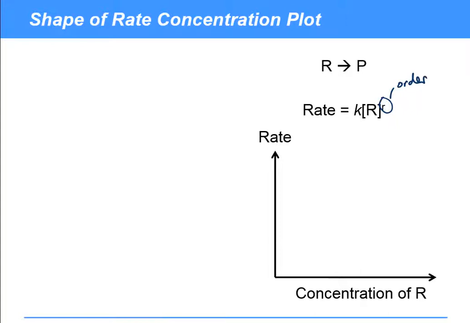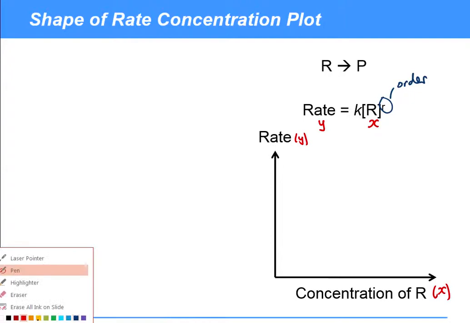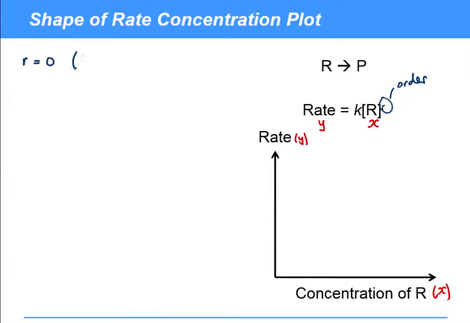And the basic idea in the last video was that if we can plot a graph which shows the reactant concentration on the horizontal axis and the rate on the vertical axis, then we can determine by the shape of that graph what this order actually is. So let's have a think about what those possible orders are. So we're going to go for r equals 0, which is what we call a zeroth order reaction.